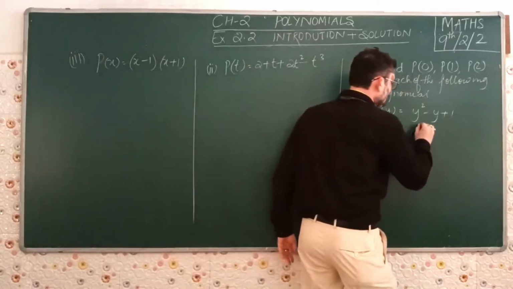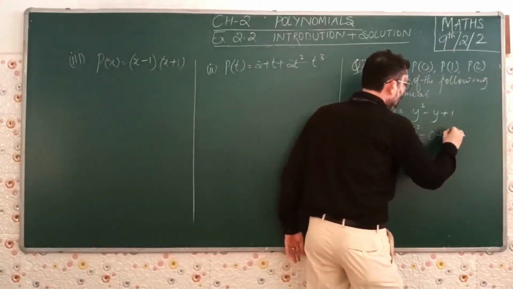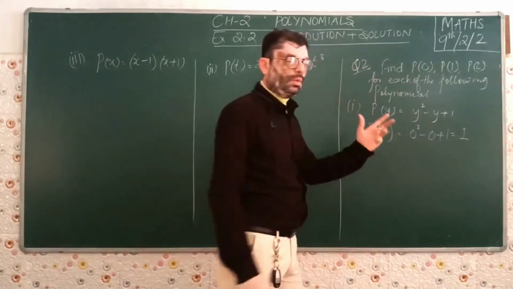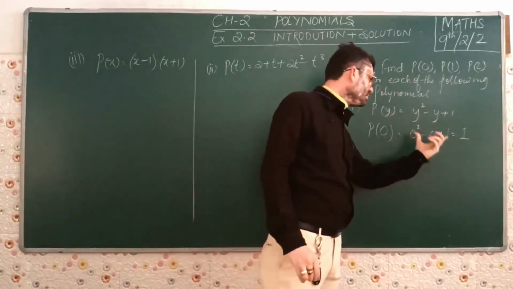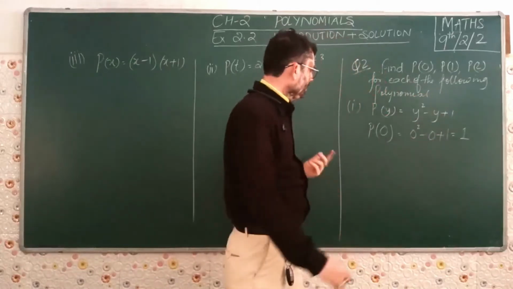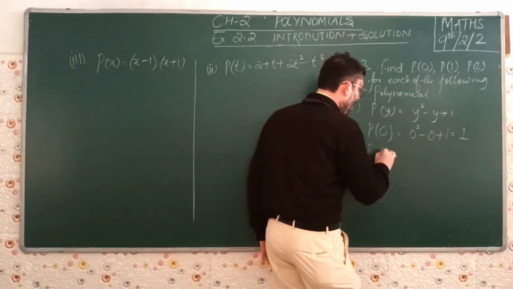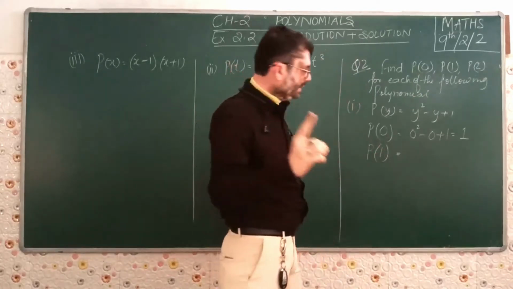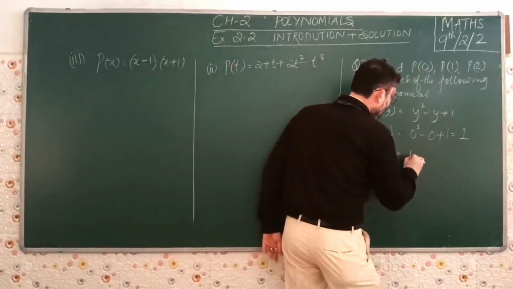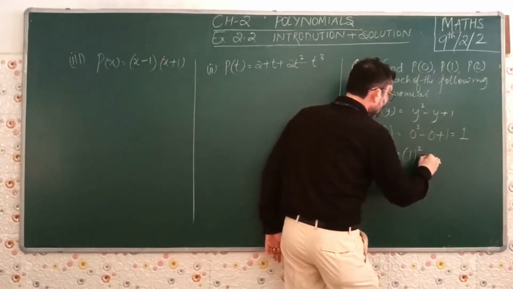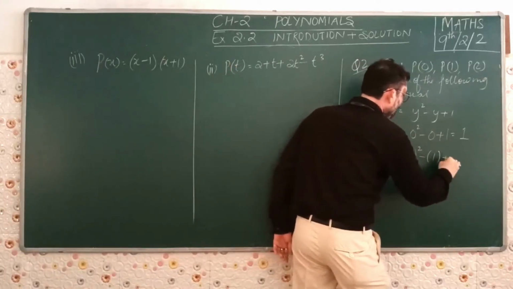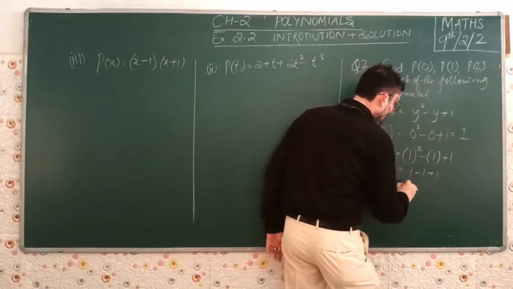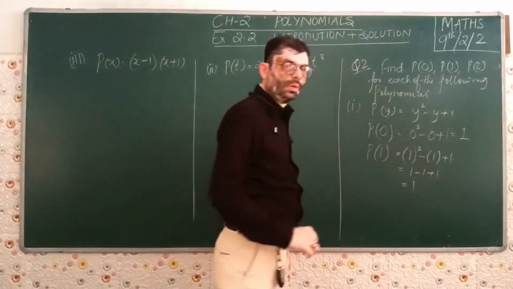So this is 0 square minus 0 plus 1. If you solve it, the value is 1. 0 square is 0, 0 minus 0 is 0, plus 1 is 1. Then let us move on to P of 1. That means we are taking the value of y to be 1 and substituting in place of y. So this is 1 square minus 1 plus 1. If you solve it, this is 1 minus 1 plus 1 and this is also equal to 1.